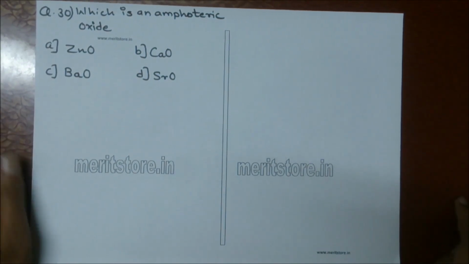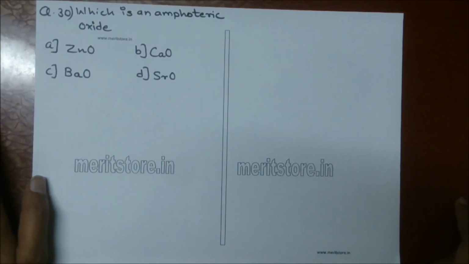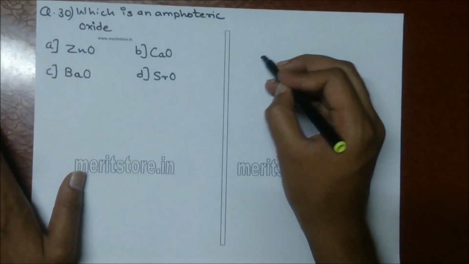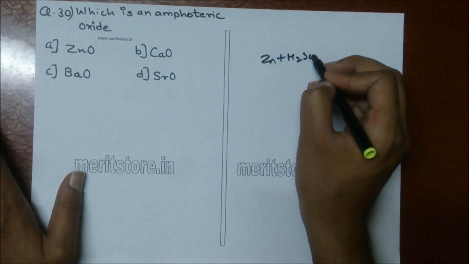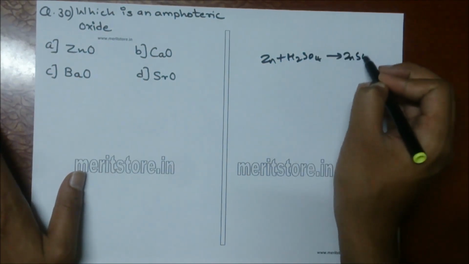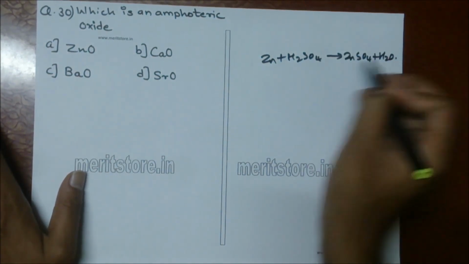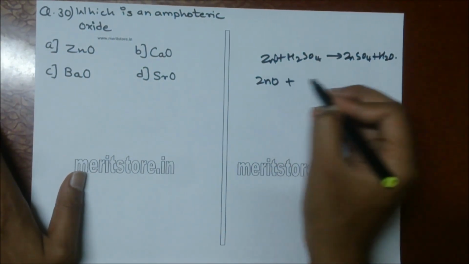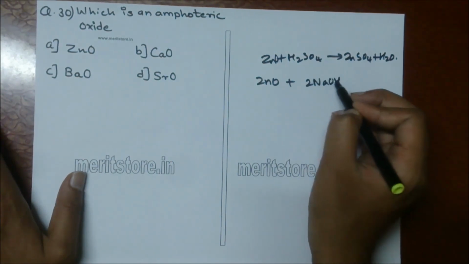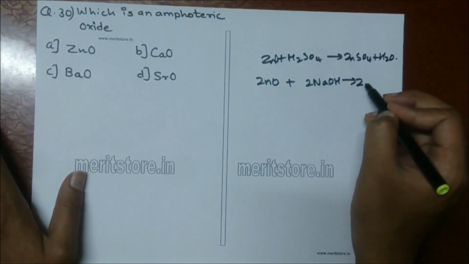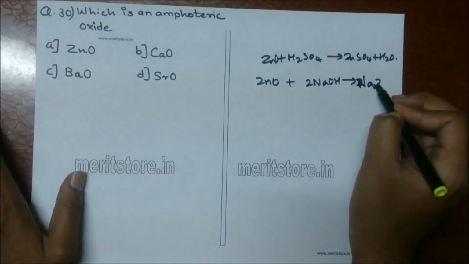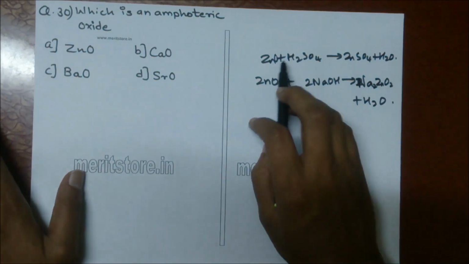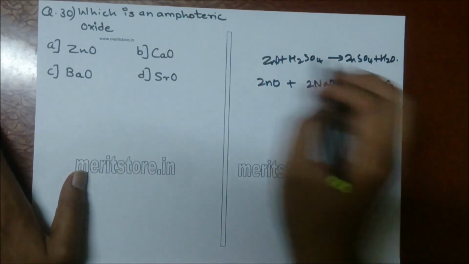30. Which of the following is an amphoteric oxide? A. ZnO, B. CaO, C. BaO, D. SrO. ZnO reacts with acid, that is H2SO4, to form ZnSO4 plus water, and ZnO reacts with 2 moles of base, which is NaOH, to form Na2ZnO2 plus water. So it reacts with acid as well as base, so it is an amphoteric oxide, option A.